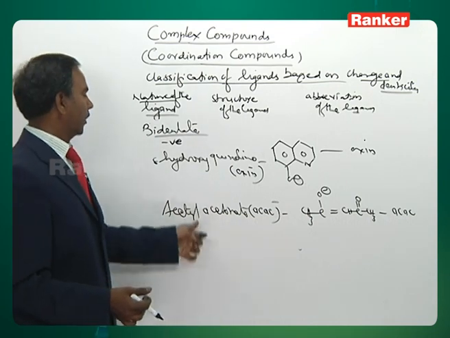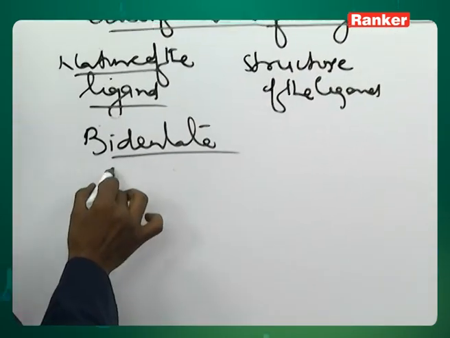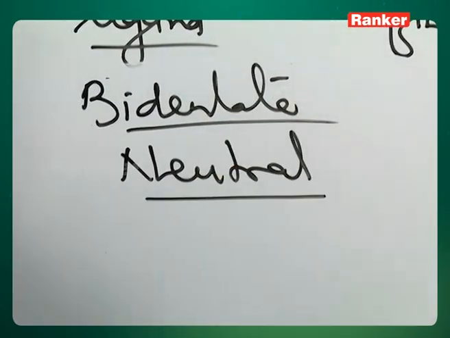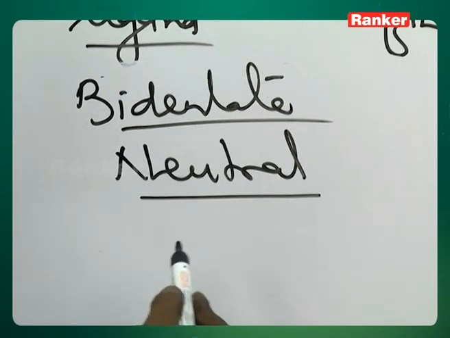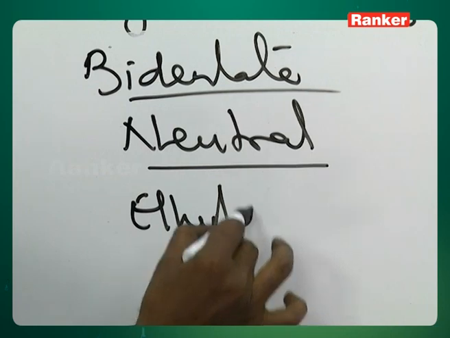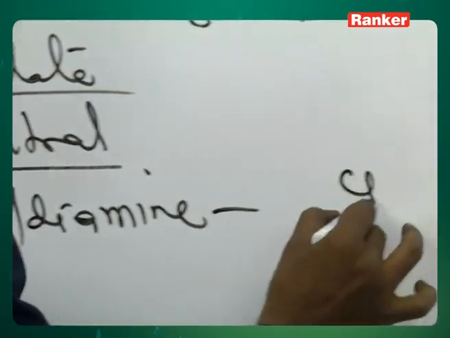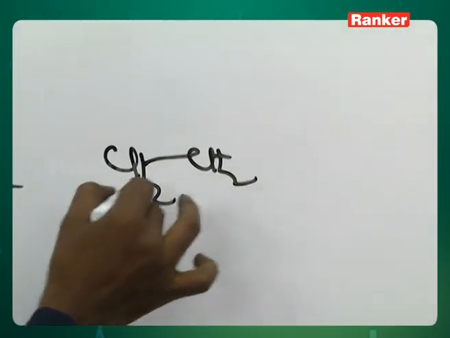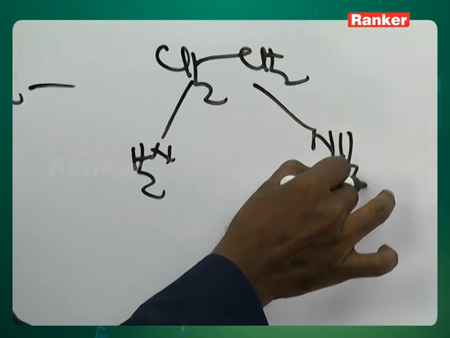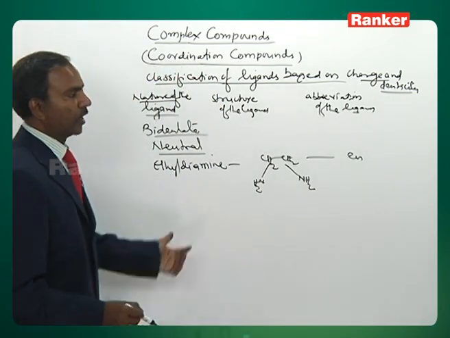Let me introduce bidentate neutral ligands. The best example under this, well known to you, is the famous ligand ethylene diamine. This is the structure of ethylene diamine. It is simply represented as EN. EN stands for ethylene diamine.